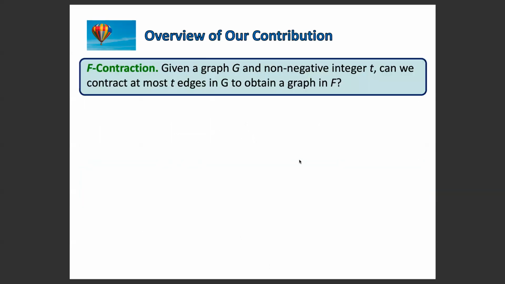So more generally, we saw that our approach works for some problems of the following form. We define the F contraction problem as follows, with respect to some graph family F. Given a graph G and a non-negative integer t, we ask whether we can contract at most t edges in G in order to obtain some graph in the family F.